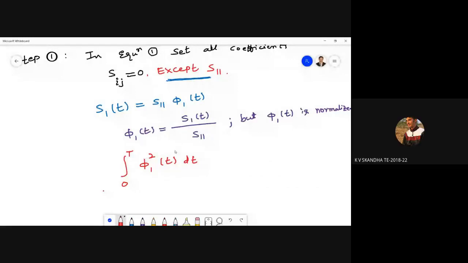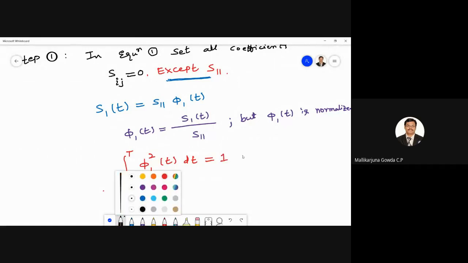With respect to that, integral 0 to T of phi 1 square of t dt is equal to 1, according to that condition. So now let me write, I said what is phi 1 of t. Let me put this in a box. This is the expression for phi 1 of t.